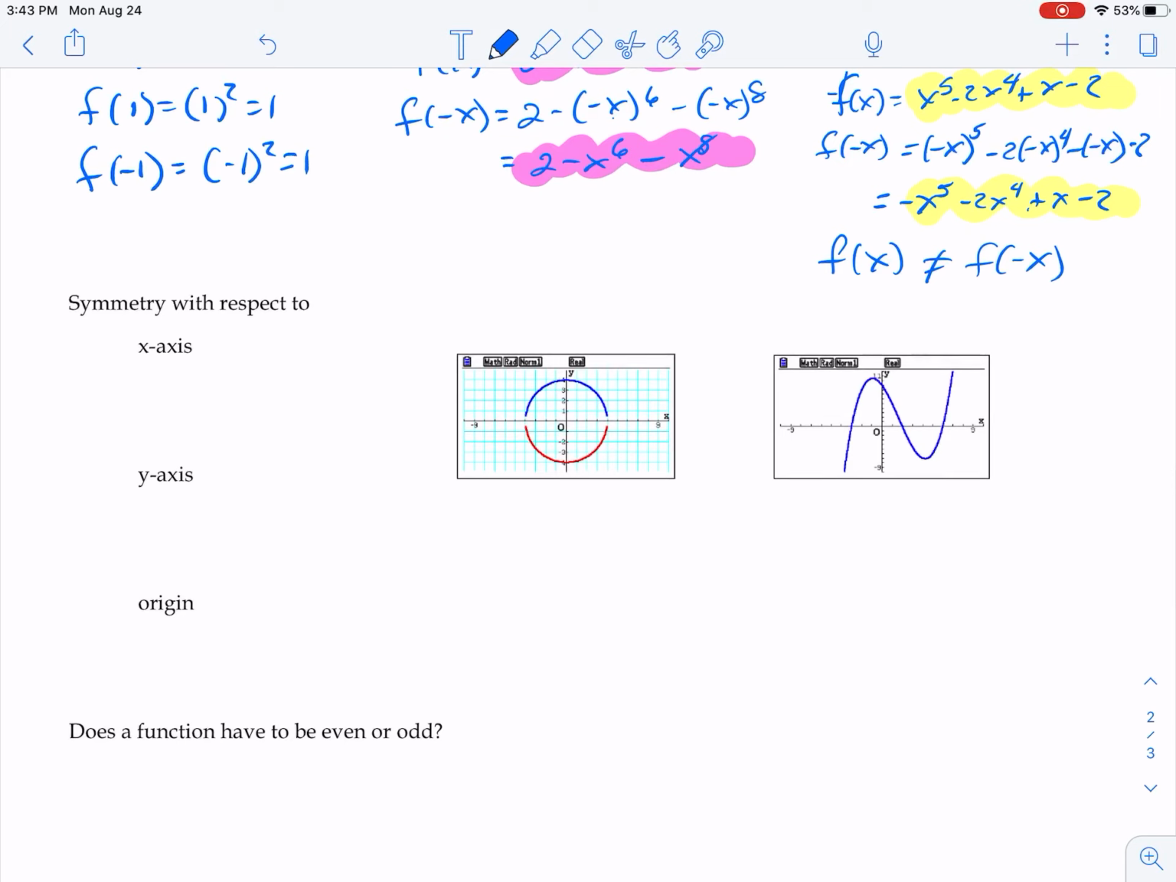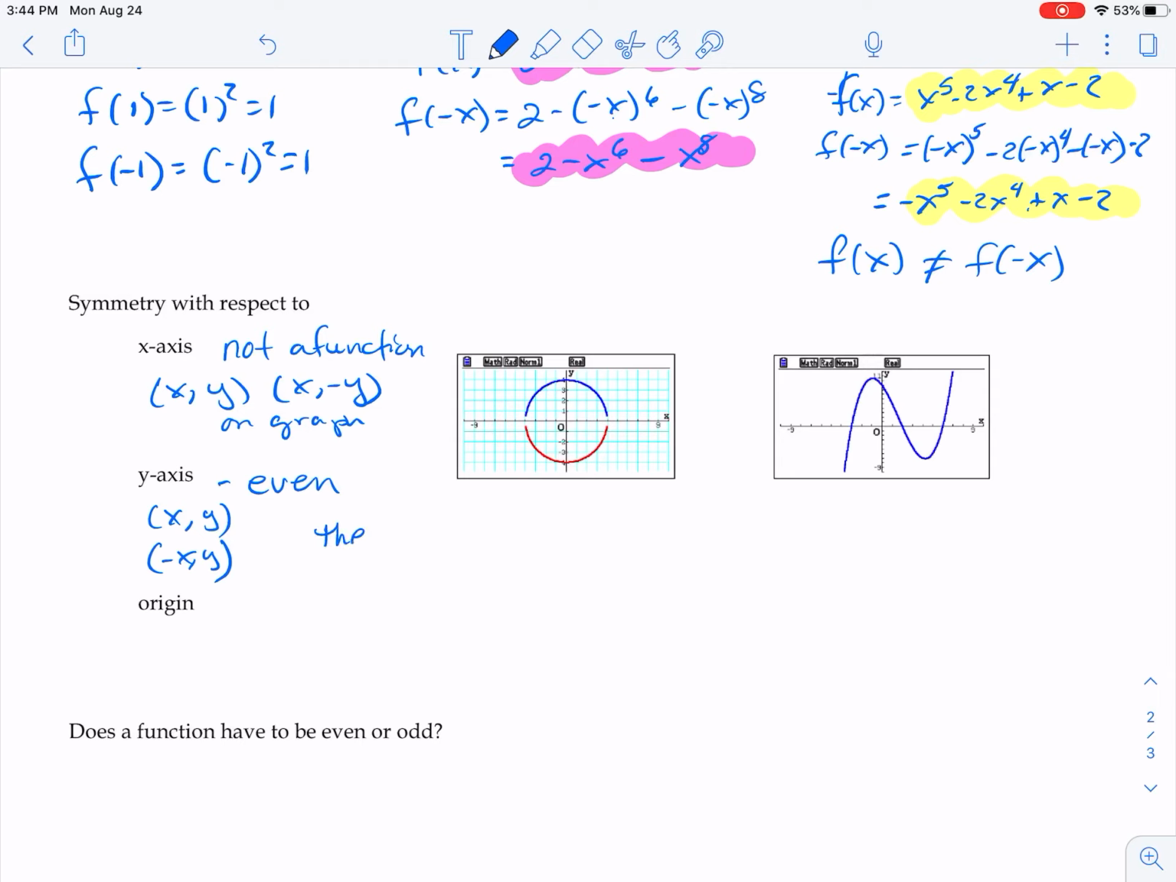Symmetry. Symmetry with respect to the x-axis. It means it's not a function. You know, if I fold it over the x-axis, will it land on top of itself? Yes, and you end up with 2 y's for the same x. So you have x, y and x, negative y on the graph, and you have 2 y's for an x, and it's not working. Okay? If it's symmetrical to the y-axis, it's also even. So x, y, and negative x, y are on the graph.